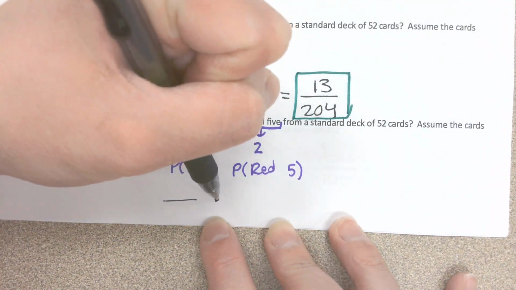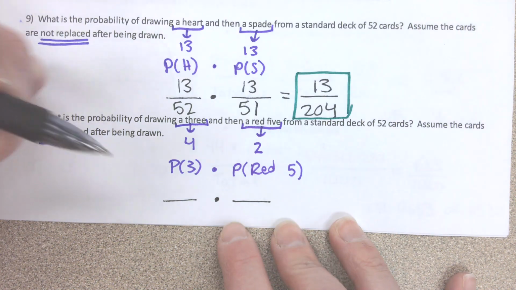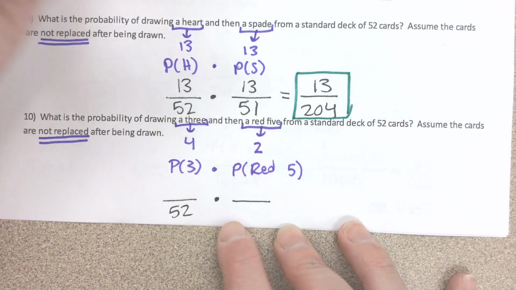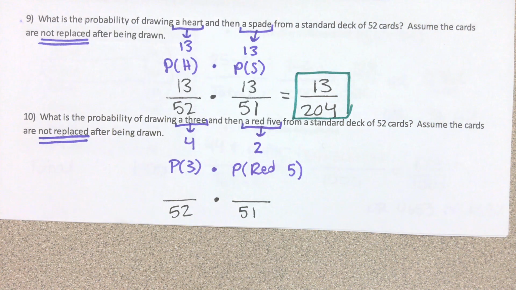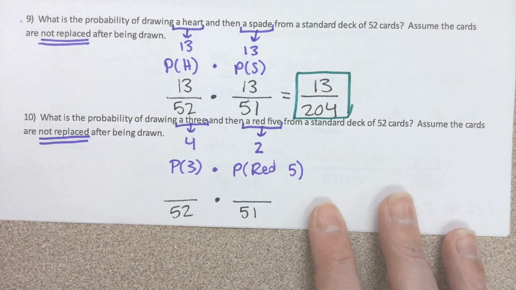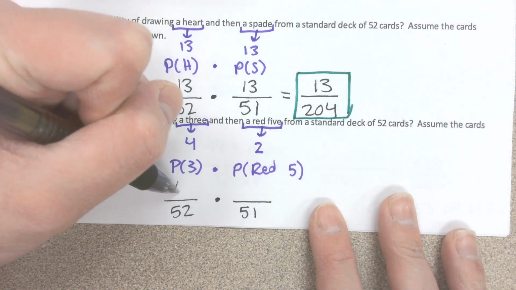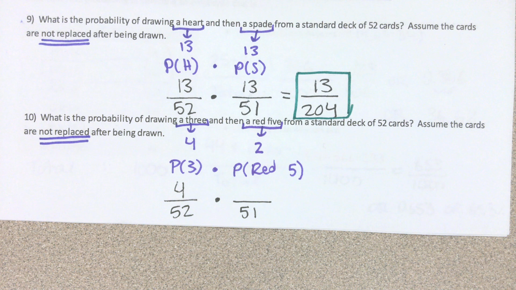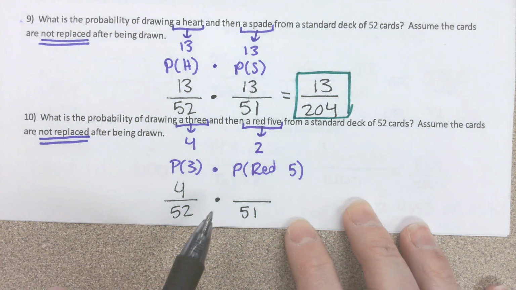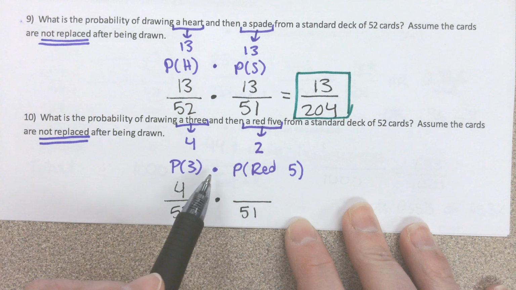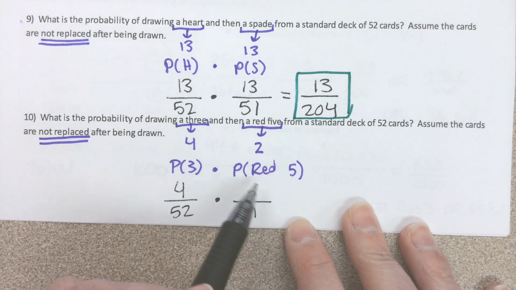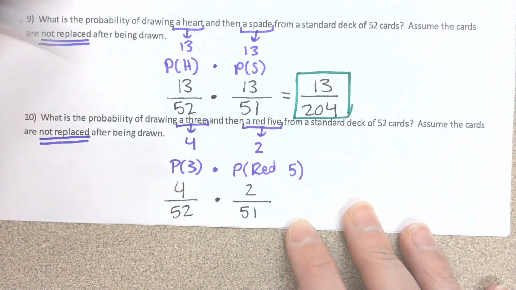Set up our fractions. First draw will have 52 cards. Second draw will have 51 cards. We're not replacing them. So probability of a 3, there's 4 to choose from. And then next I want a red 5. That's not a 3, so I still have all of the red 5s in there. We have 2 red 5s.